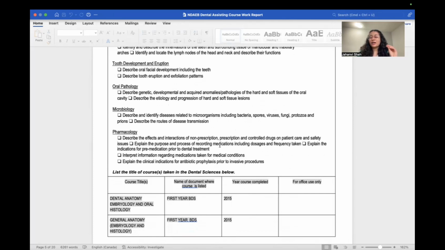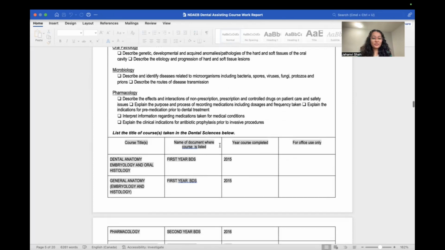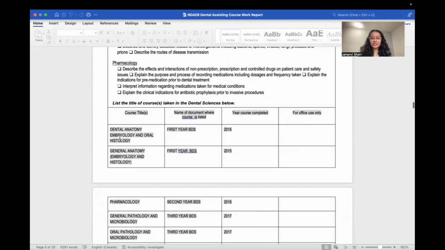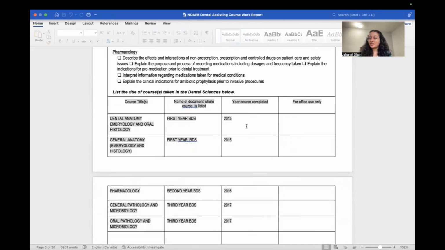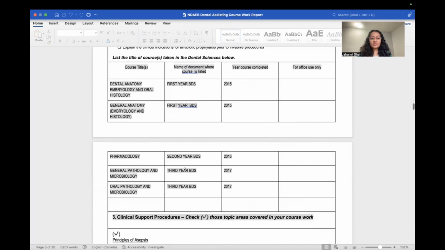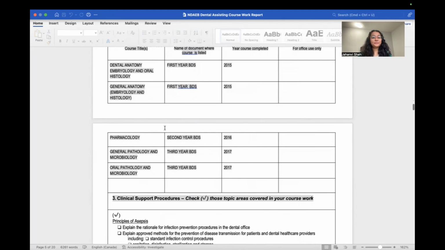So once you go through this, you just have to go back and think of in which subjects or which course did you learn all of this. So for me, I learned all of the above mentioned in dental anatomy, embryology, and oral histology, which was in my first PDS, and of course the year that I took the course. The other stuff which was asked here was included in general anatomy, embryology, and histology.